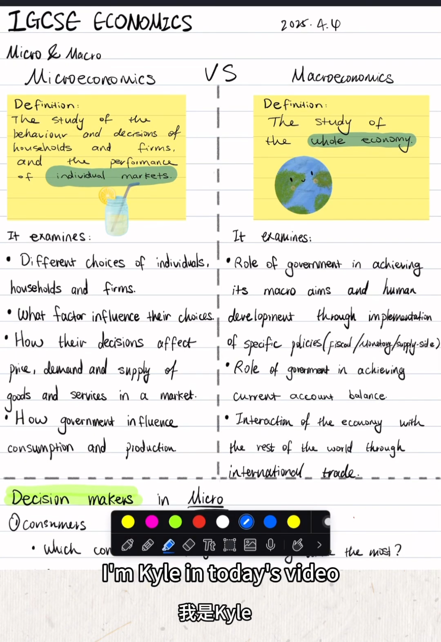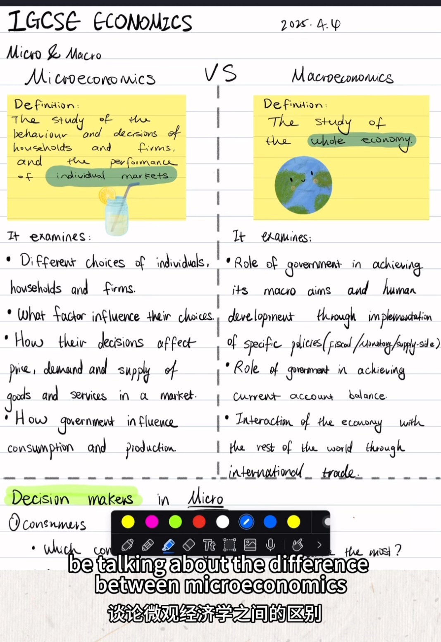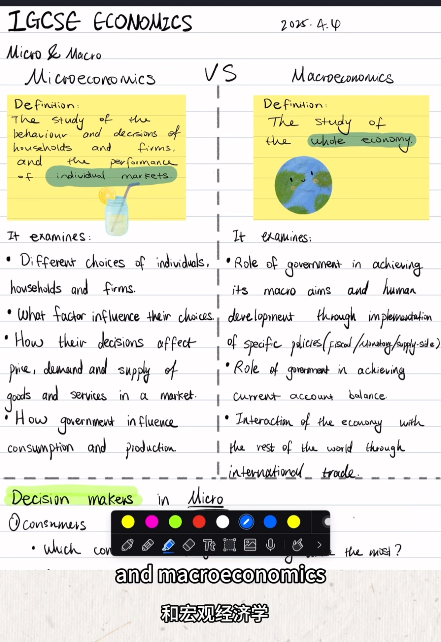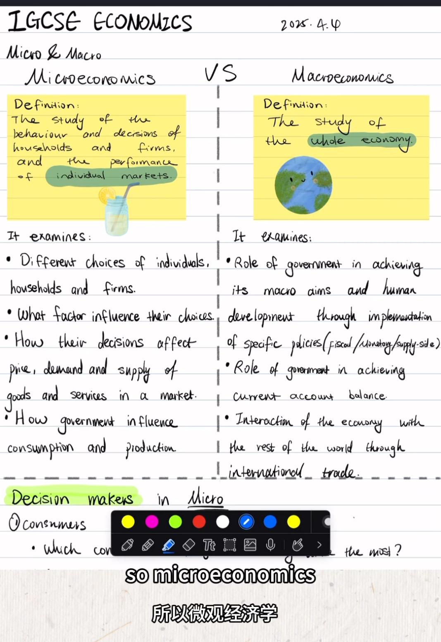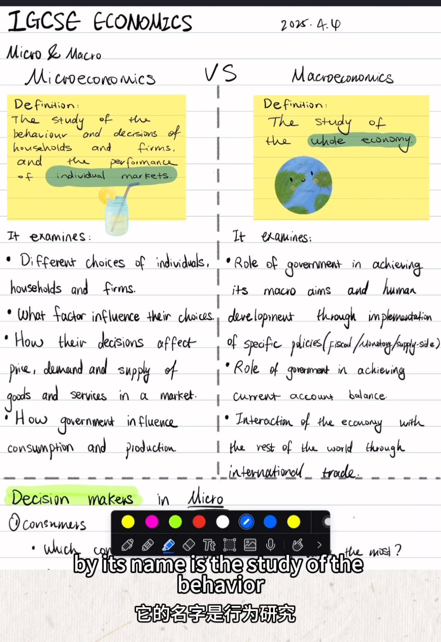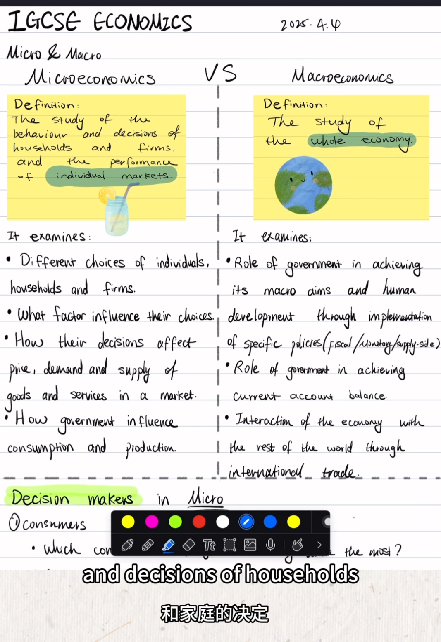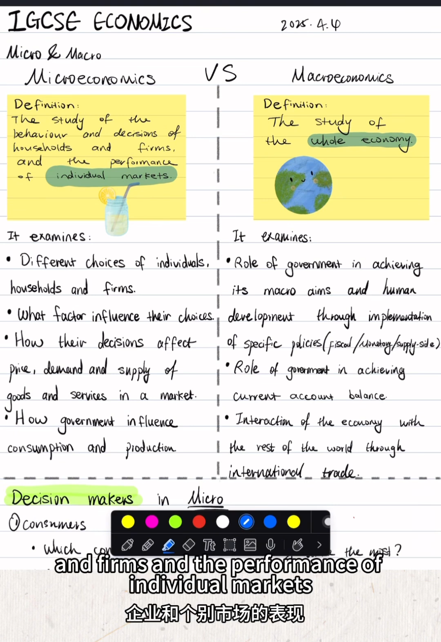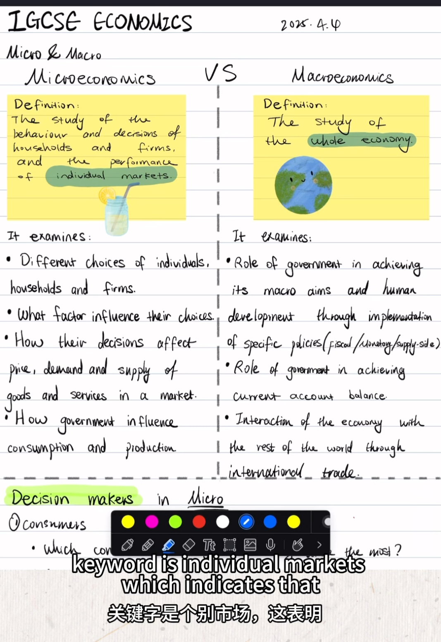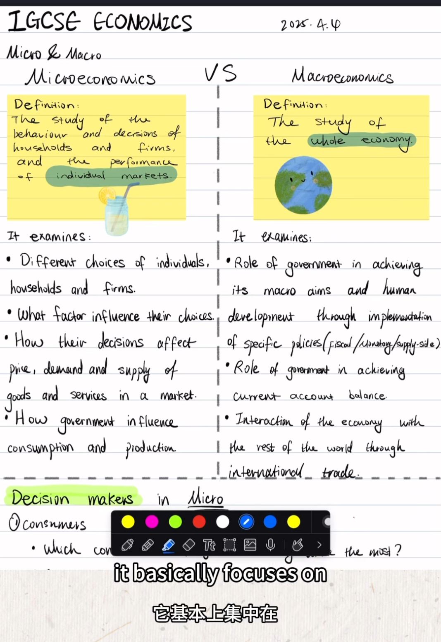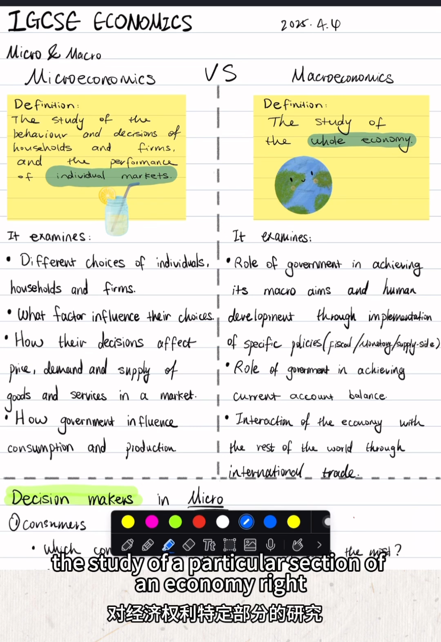I'm Kyle. In today's video, I'm going to be talking about the difference between microeconomics and macroeconomics. So let's begin with the definition. Microeconomics, by its name, is the study of the behavior and decisions of households and firms and the performance of individual markets. As I highlighted here, the keyword is individual markets, which indicates that it basically focuses on the study of a particular section of an economy, right?